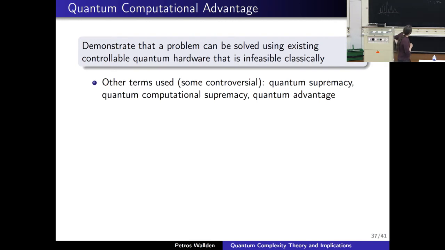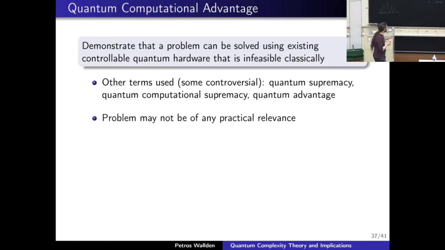So the goal is to demonstrate that the problem can be solved using existing controllable quantum hardware. Controllable, so it's not a completely fixed thing that is infeasible classically. And of course, these words need specification, what infeasible means, and so on. Before that, just what I call quantum computational advantage. Of course, you have heard the terms quantum supremacy, quantum computational supremacy, quantum advantage, and so on. I prefer this one for whatever reasons, but it's basically the same thing.